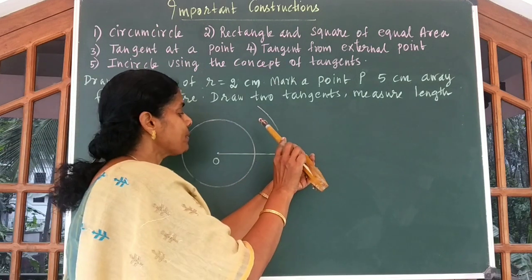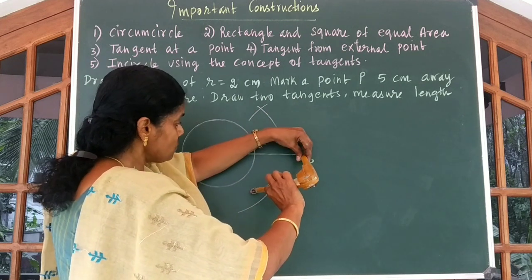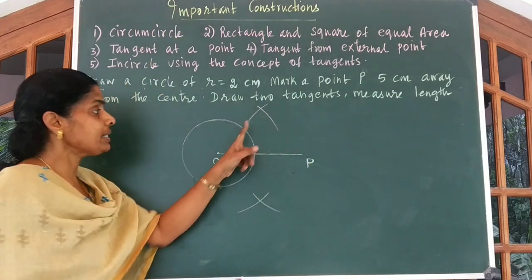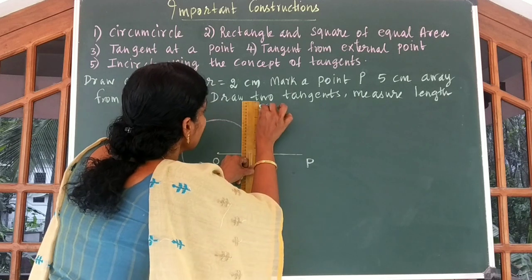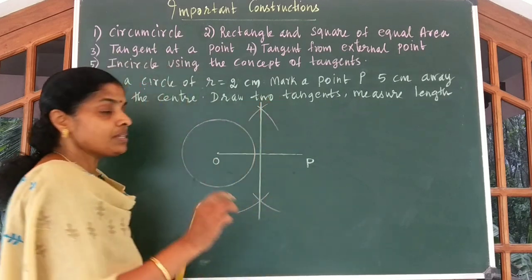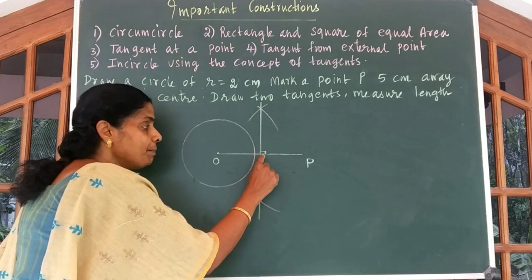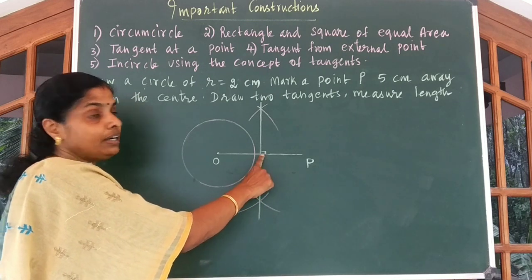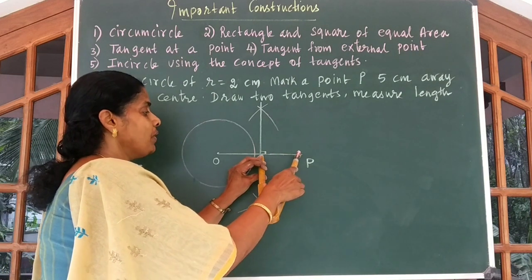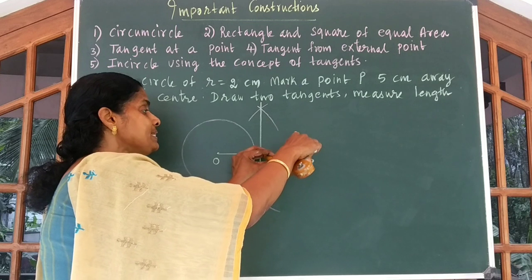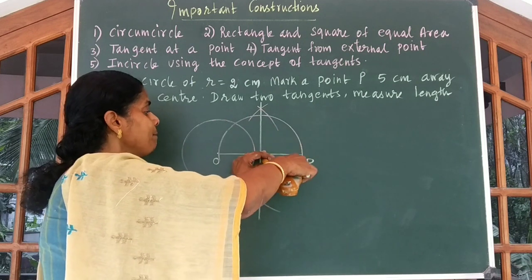Same way, keep your compass at P. Cut the previous arcs with the same radius. So you will get 2 arcs intersecting at 2 points. Now join these 2 arcs. So when you join these 2 arcs, you get the perpendicular bisector of this line. Now keep your compass at this point and draw a circle passing through O and P. Okay, keep your compass at this point and adjust your compass. You will be able to draw a circle passing through O and P.